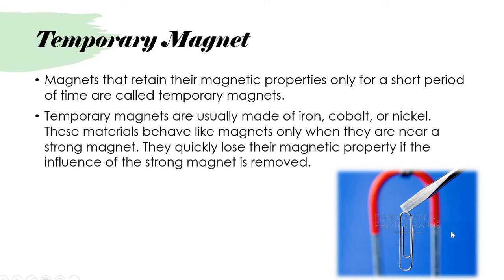So as you can see here in this picture, this iron body behaves like a magnet. Why? It is under the influence of the other strong magnet, as you can see behind it, and then it is able to attract this iron pin. So this is the thing about temporary magnets: the materials required for making them are iron, cobalt or nickel, and these behave like a magnet only when they are near a strong magnet, and they lose their magnetic property if the influence of the strong magnet is removed.